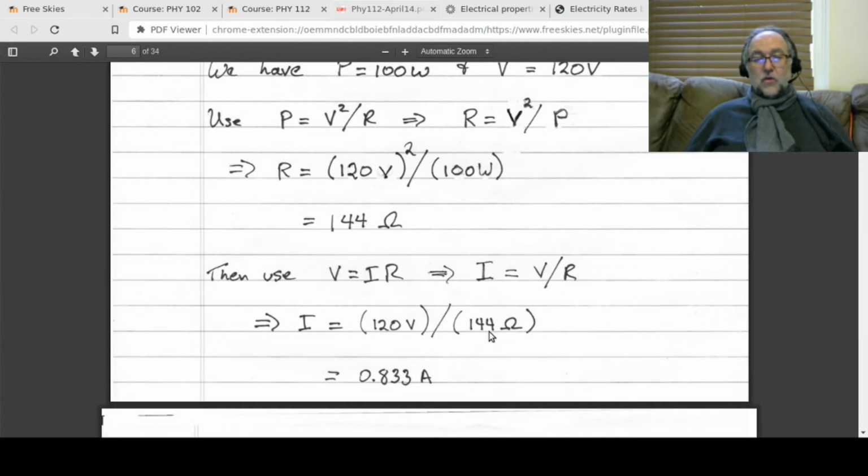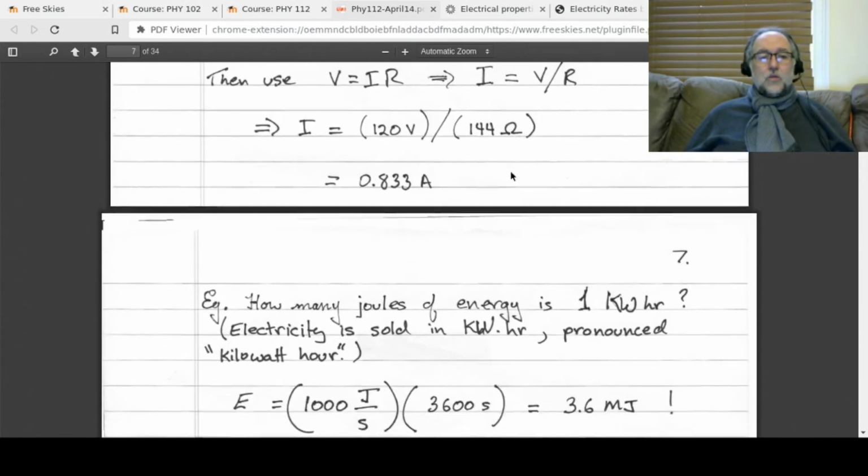So V is 120 volts. The resistance is only 144 ohms, and so you get 0.833 amps, okay? And so you can see that a 100-watt light bulb is actually going to draw 0.833 amps. So it doesn't take a lot of them before you're going to add up to about 15 amps, and then you'll throw your breaker or you'll blow your fuse, okay? All right, there's one example.